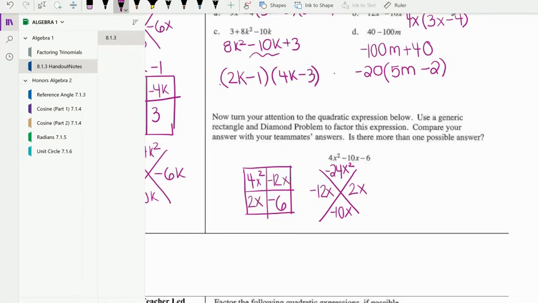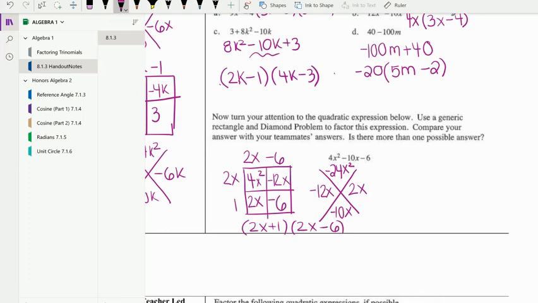All right, so now we're going to go ahead and find the GCF of 4x squared and 2x, which would give us 2x. And 2x times what is 4x squared? 2x. 2x times what is negative 12x? Negative 6. And 2x times what would give us 2x? That would be 1. So the factors that we just got would be 2x plus 1 and 2x minus 6.